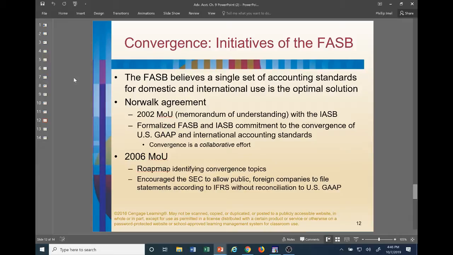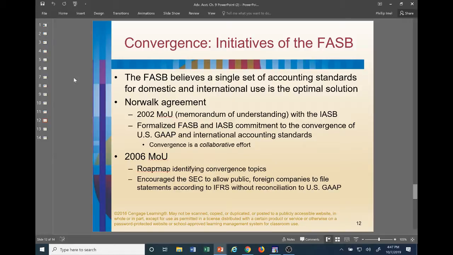So some of the initiatives of the Financial Accounting Standards Board, also known as FASB. The FASB believes in the ultimate goal of a single set of international accounting standards that would be used worldwide for domestic and international financial reporting. Now, in keeping with this commitment, the FASB and the IASB in 2002 signed a Memorandum of Understanding, also known as the Norwalk Agreement, formalizing their commitment to the convergence of U.S. GAAP and international accounting standards.